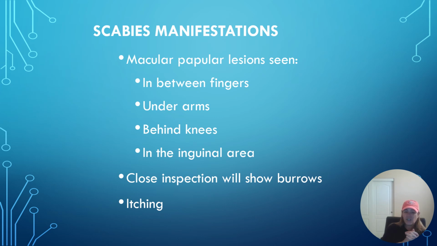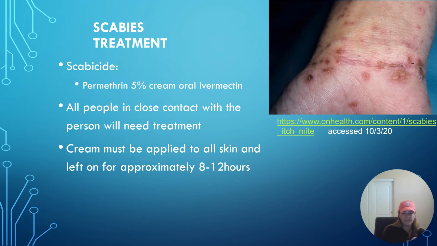So manifestations, what are their symptoms going to look like? Again, you're going to see a macular papular lesion between the fingers, under their arms, behind their knees, in their inguinal area. If you look really close, you can see the burrowing scabies. And again, it's very, very itchy, so they're going to be scratching.